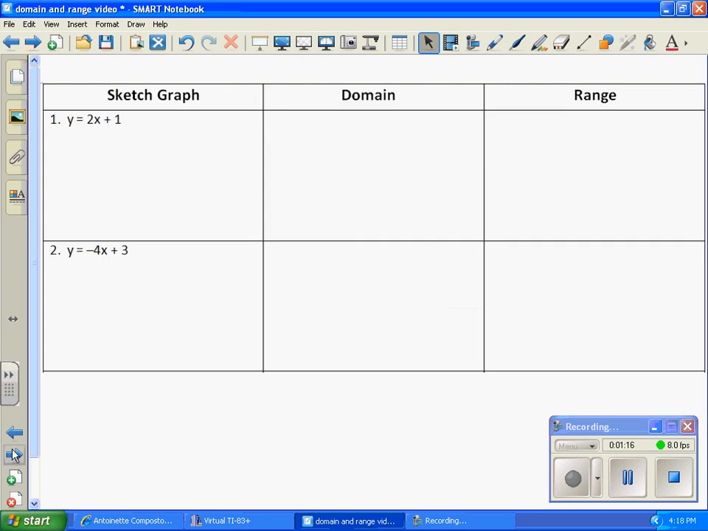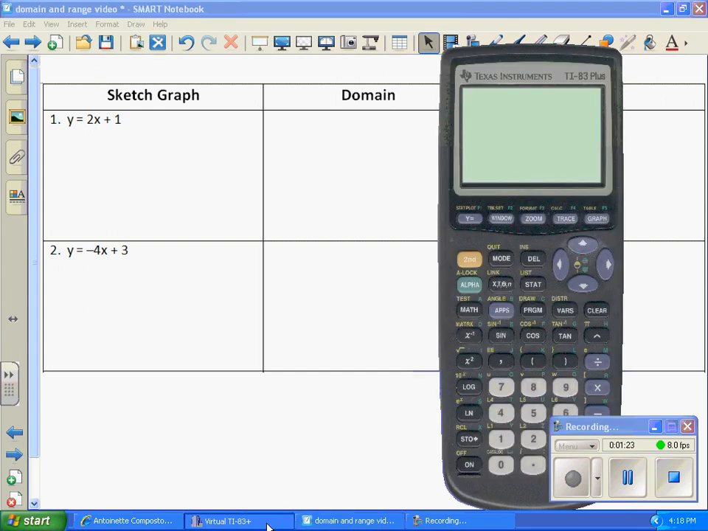So now let's look at equations. We want to find domain and range from equations. Let's plug it into our calculators. We're going to go to y equals 2x plus 1, graph it, and we're going to sketch it.